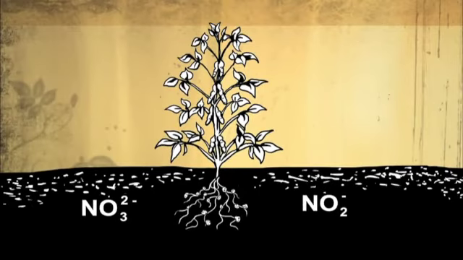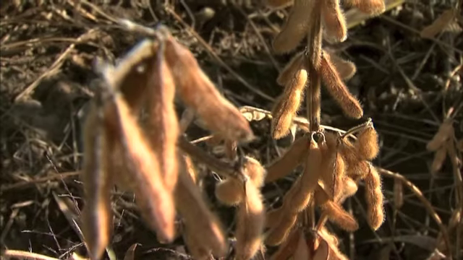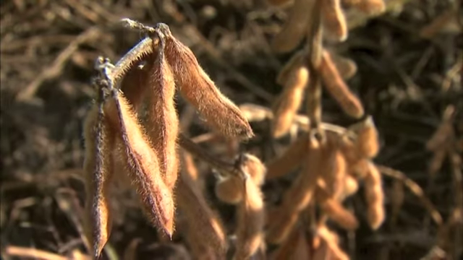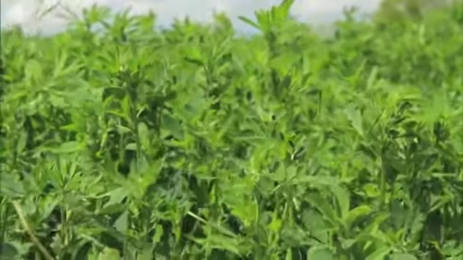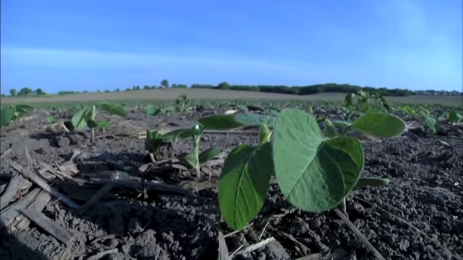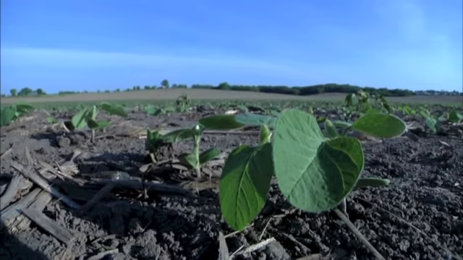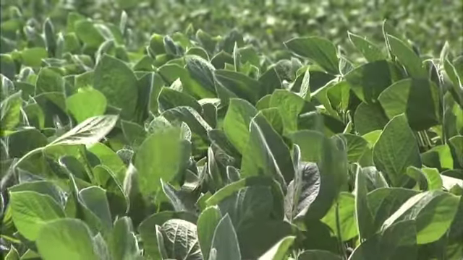Biological nitrogen fixation can take many forms in nature, including blue-green algae, lichens, and free-living soil bacteria. These types of nitrogen fixation contribute significant quantities of ammonia to natural ecosystems.